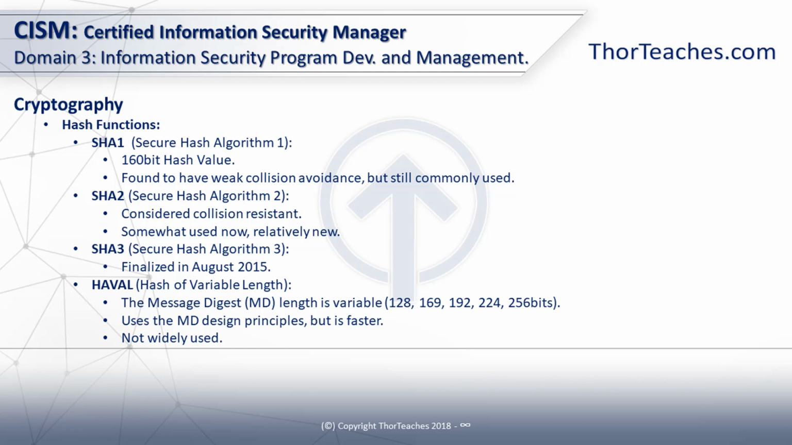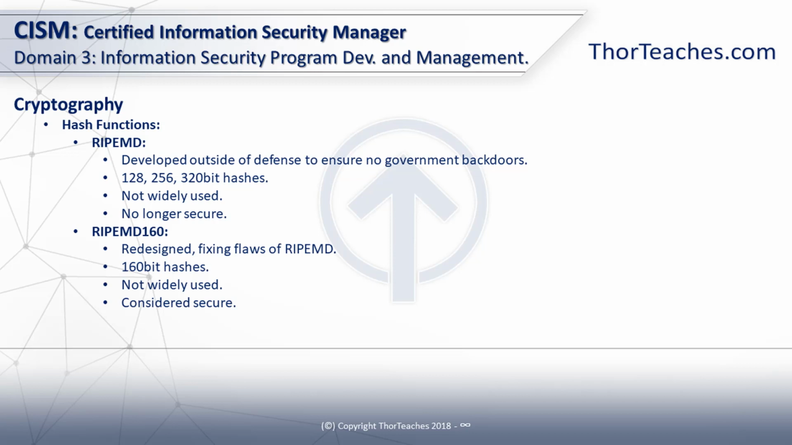Many of the other hashing functions we talked about already were developed in either military or government contracts or competitions, and some people have had some concern that there might be backdoors built into them. Because of that, RIPE-MD and RIPE-MD 160 were designed. RIPE-MD used 128, 256, or 320-bit hashes. It was not widely used and is no longer considered secure. RIPE-MD 160 was a redesign of RIPE-MD. It uses 160-bit hashes. It is considered secure and collision resistant, but it also is not widely used.